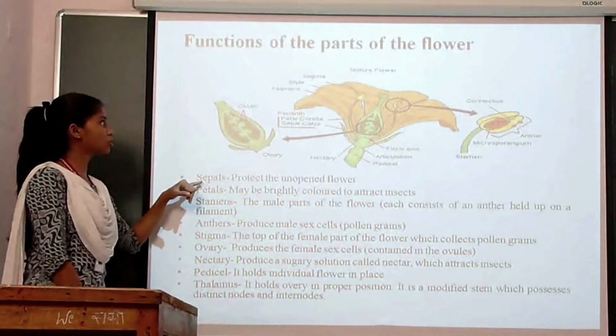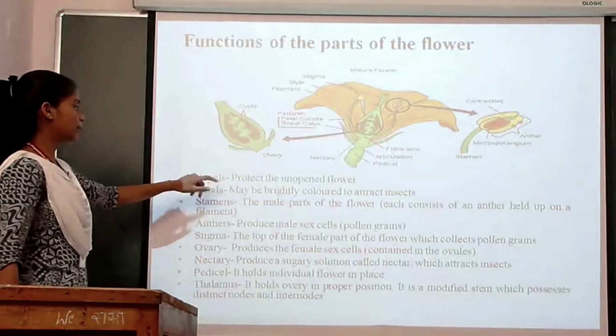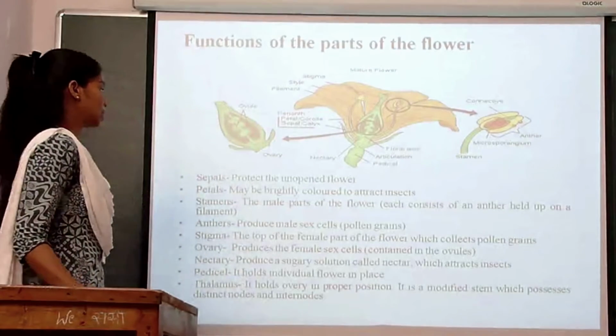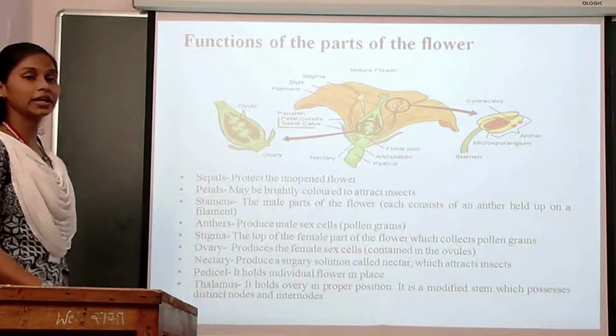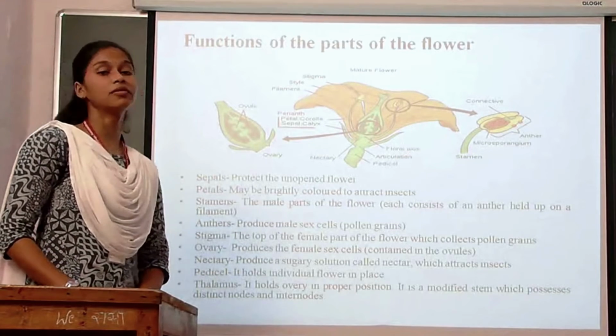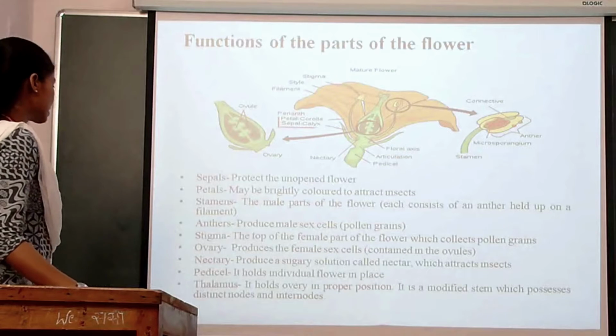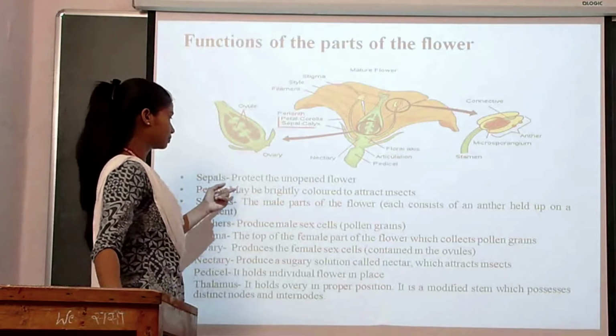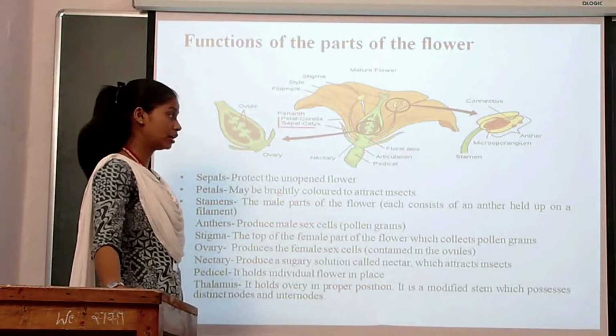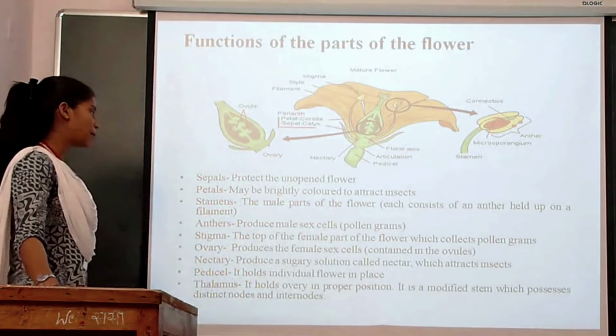Let's see the functions of parts of the flower. Sepals. What is the function of sepal? The function of sepal is to protect unopened flower. When flower is in bud condition, the protection of that flower is carried out by sepals. Then petals. Petals may be brightly colored to attract insects and pollinators.